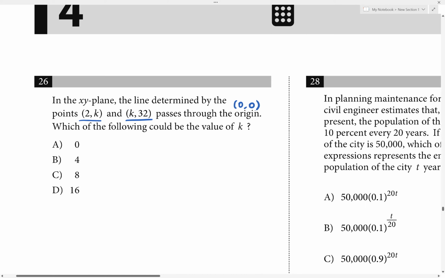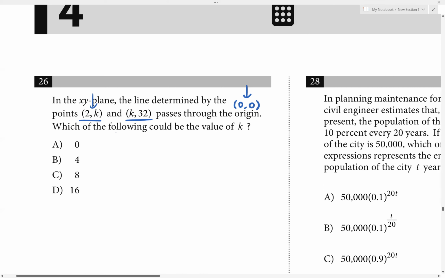All right. For this question, since we know all three points are on the same line, we can actually use the slope to solve this. Since they're on the same line, no matter which points we pick, they should always have the same slope. So what we can do is take the points (2, k) and (0, 0) and solve for the slope here.